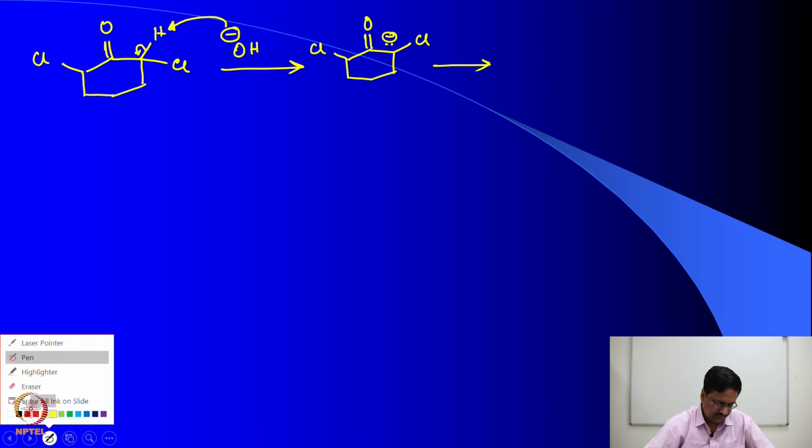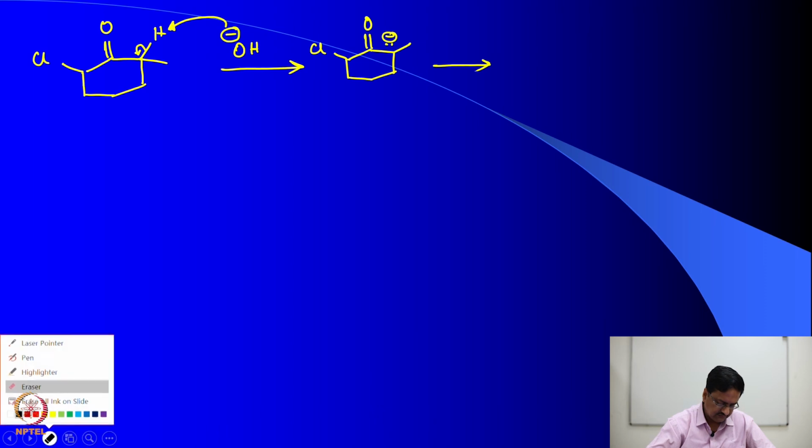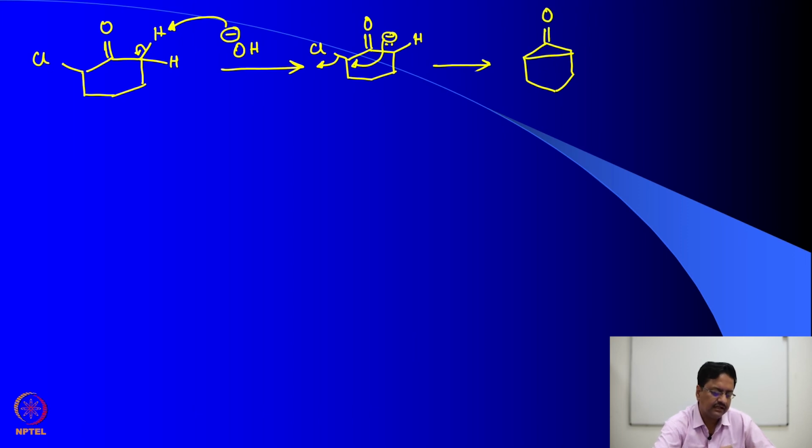Sorry, I made a mistake here. These both of them should be hydrogen. So, now this intramolecular SN2 reaction removes chloride and it forms a cyclopropane ring like this. As you know, cyclopropane rings are very much unstable.